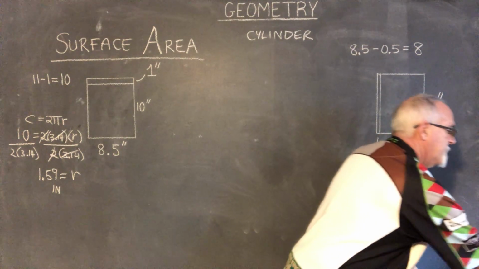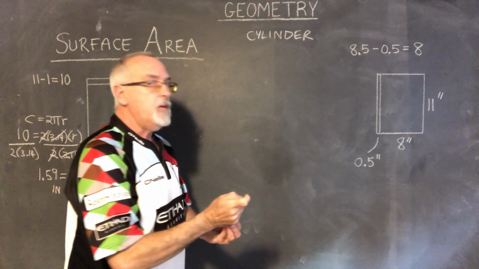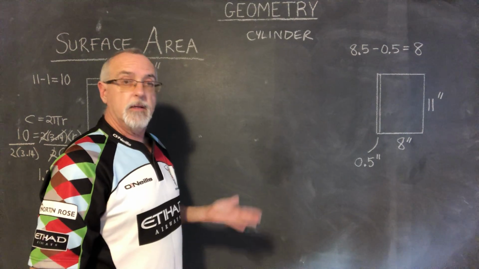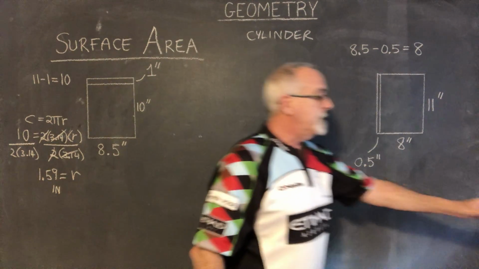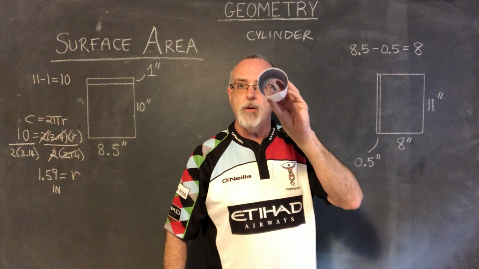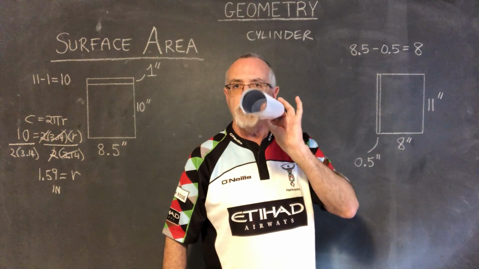Okay, so we're doing it again, but the first thing we have to do is the circumference formula to find the radius of this circle. It's not going to be the same radius. It's obviously going to be smaller.